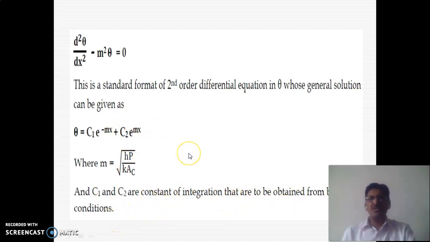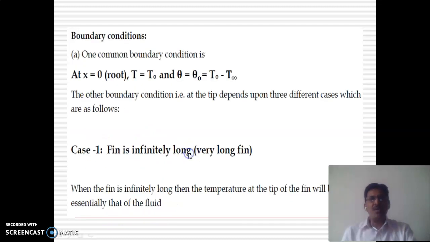In this lecture we are going to study three cases of this fin. The first case is the infinitely long fin, or very long fin. So we will go for the analysis of this fin, which is infinitely long. For doing the analysis it is necessary to study the boundary conditions.